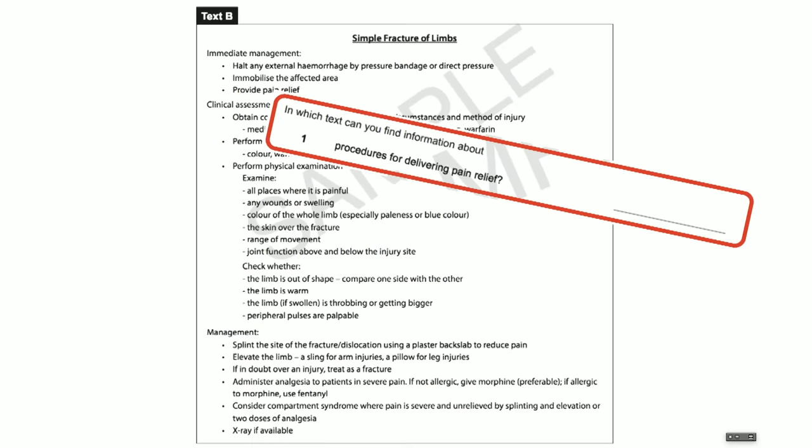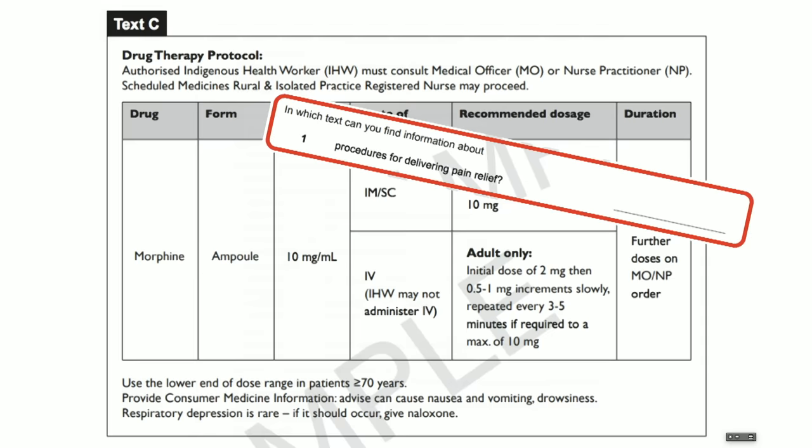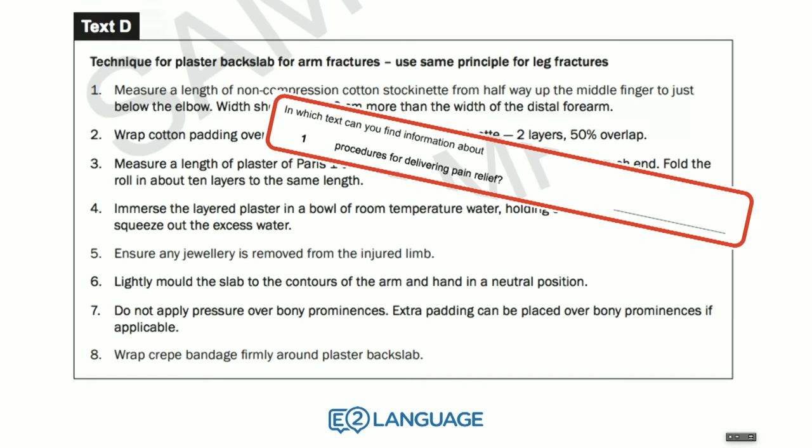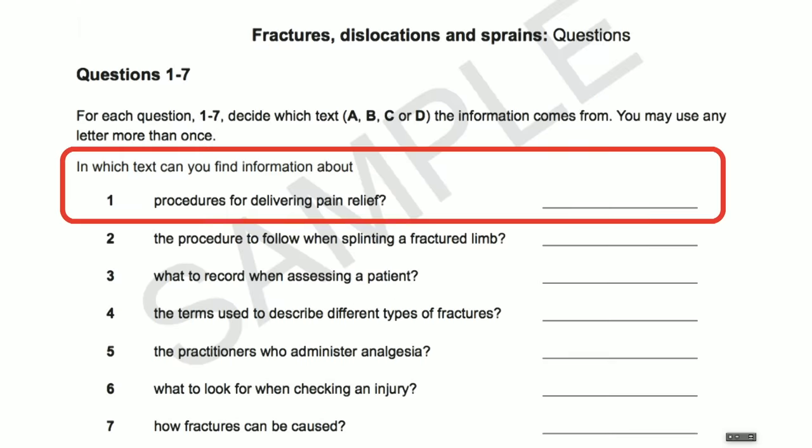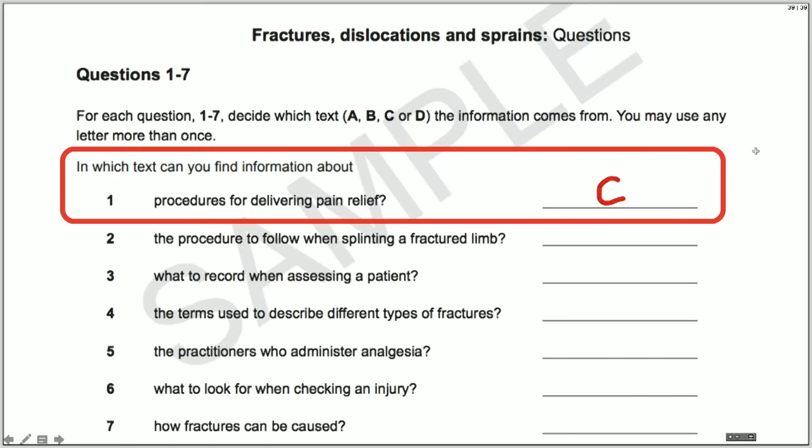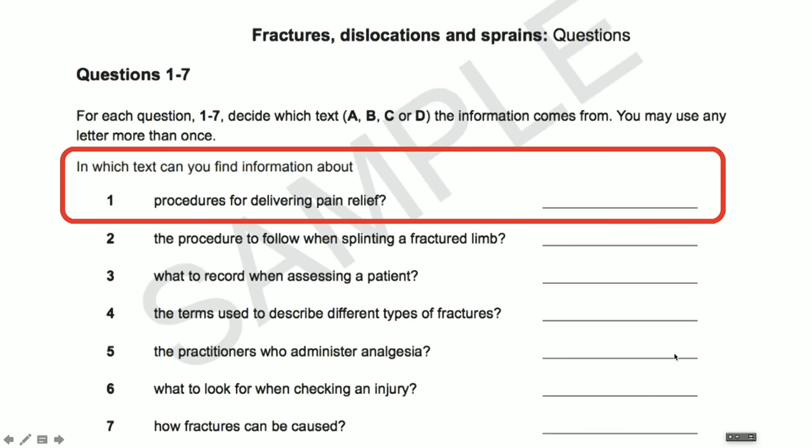Probably not. Would I find information about pain relief in text B? Possibly. Would I find information about pain relief or procedures for delivering pain relief in text C? This looks very likely, doesn't it? You can see the big word morphine there, for example, and you can see milligrams and milliliters, for example. Or would it be in text D? Well, probably not. So what you're going to do on test day, as soon as you find out, aha, it's in text C, you just write the letter C there, okay? So you'll just go through and you'll be writing letters through here like this. That's how you answer questions 1 to 7, the matching questions.